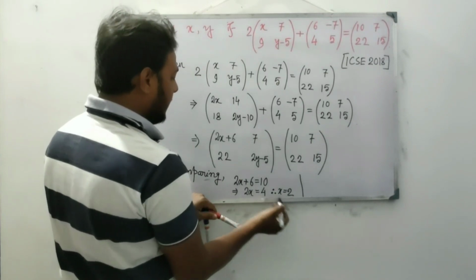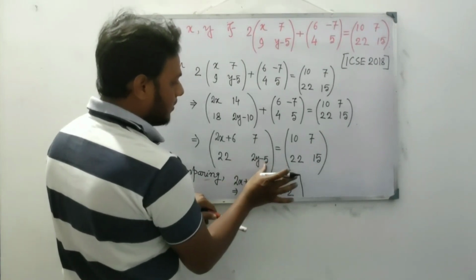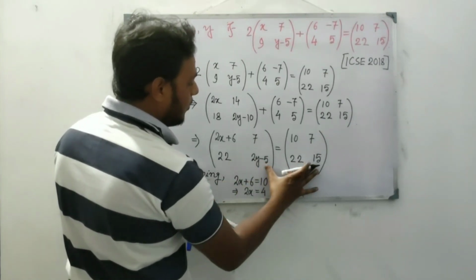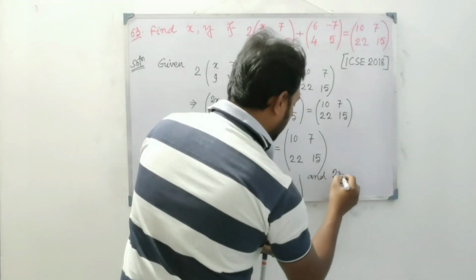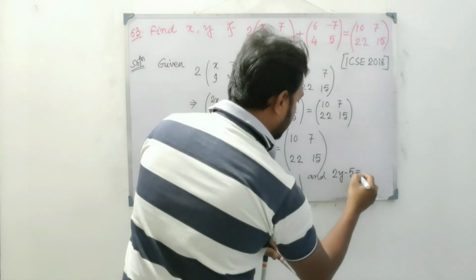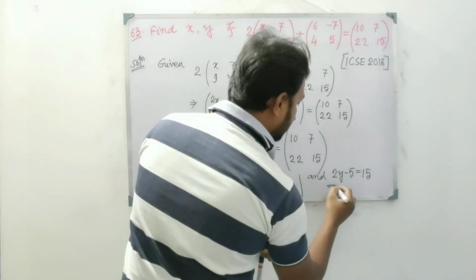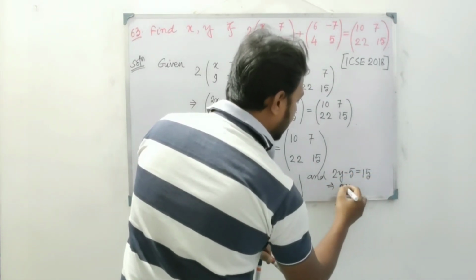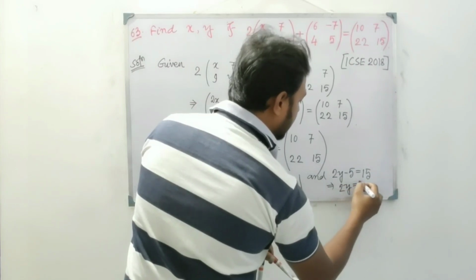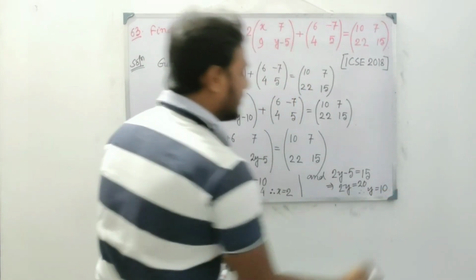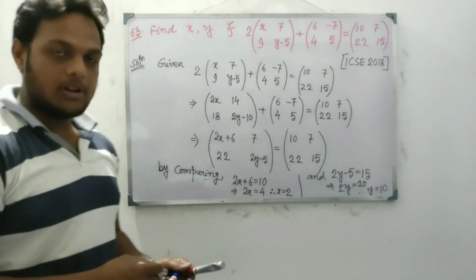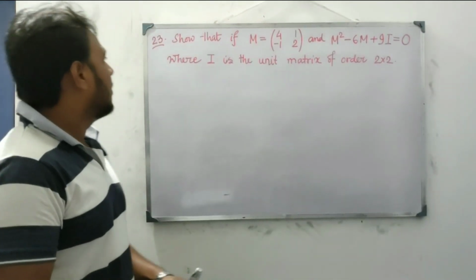So this is the value of x, and if we compare this position, then we will get 2y minus 5 equals to 15. 2y minus 5 equals to 15 implies that 2y equals to 20. Therefore, y equals to 10. So this completes the solution. Hope you understand. Okay, next.